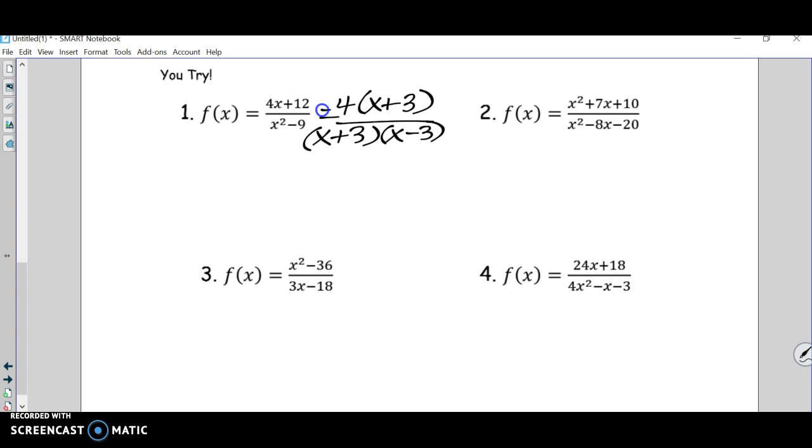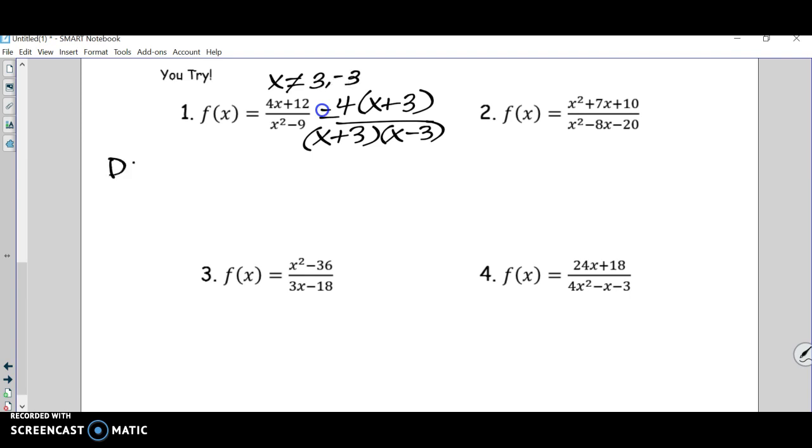Alright. So, can I simplify this further, first off? Yes, you can take out an x plus 3, right? But before I do that, I have to find my domain restriction. So x can't equal what? Plus 3 or minus 3. So that's why I have to find my domain first.